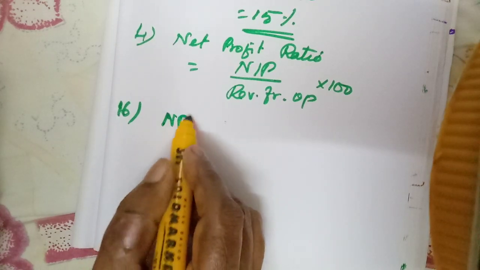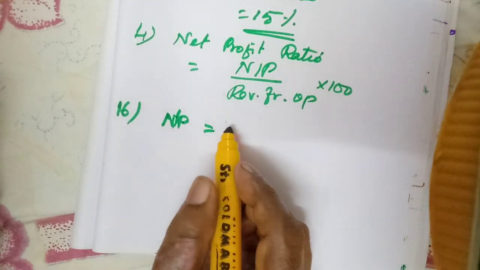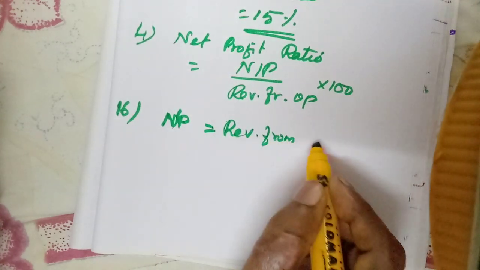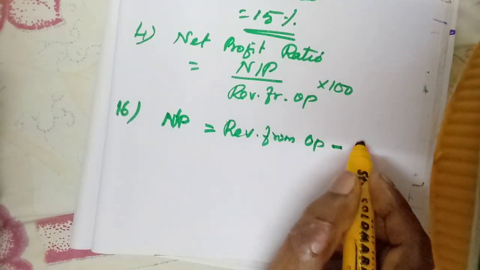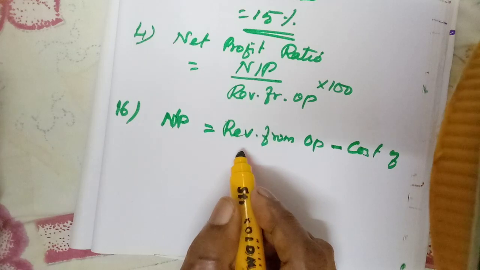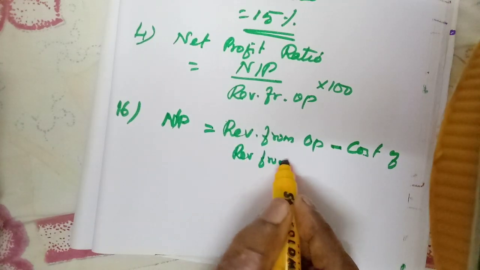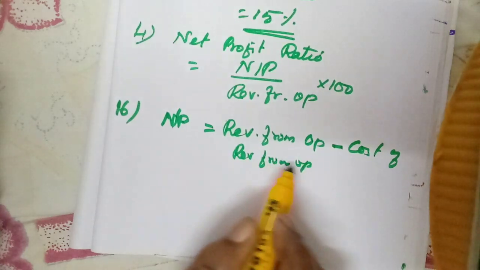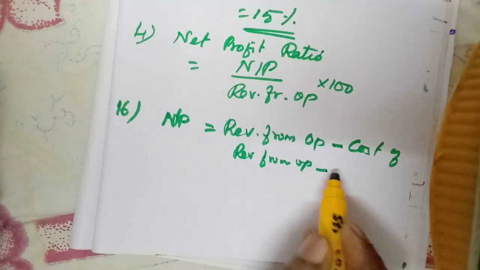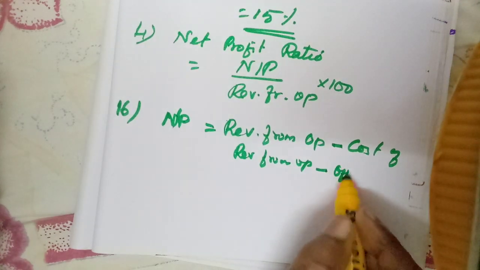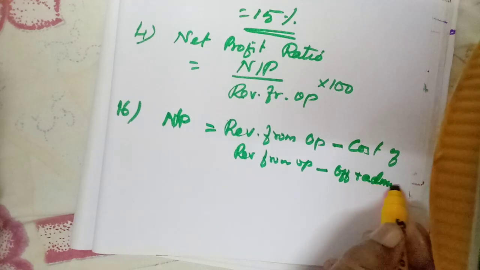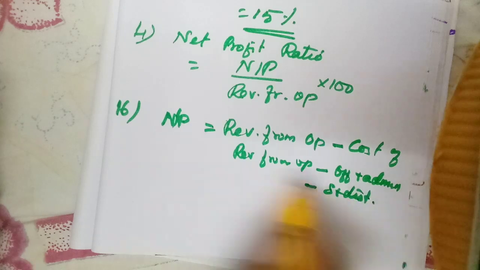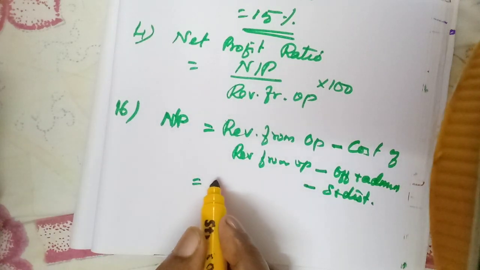Net profit is equal to revenue from operation minus all the expenses. First, minus cost of revenue from operation. We deduct the cost of revenue from operation from revenue from operation, we will get gross profit, isn't it? Then from gross profit, if we deduct the office and administration expenses and selling and distribution expenses, we will get net profit.